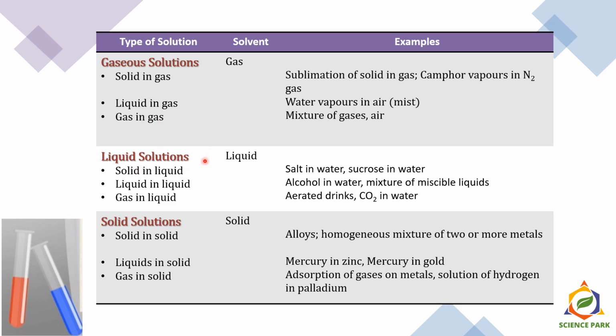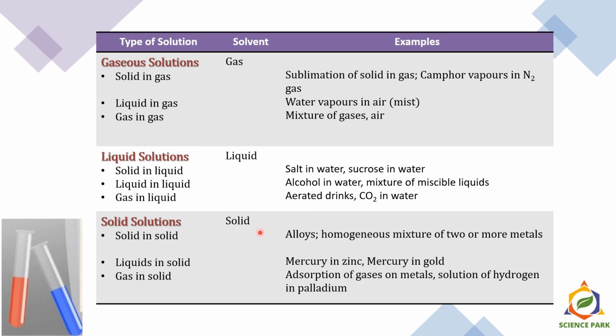Let's see about liquids. Liquid solutions are again of three types: solid in liquid, liquid in liquid, gas in liquid. Solid in liquid is anything that we dissolve in water. We dissolve salt in water, sugar in water, everything is a solid in liquid type of solution. Liquid in liquid is when we mix two miscible liquids with each other. Here I have taken the example of alcohol in water. Gas in liquid: all the aerated drinks that you love to drink are gas in liquid type of solutions.